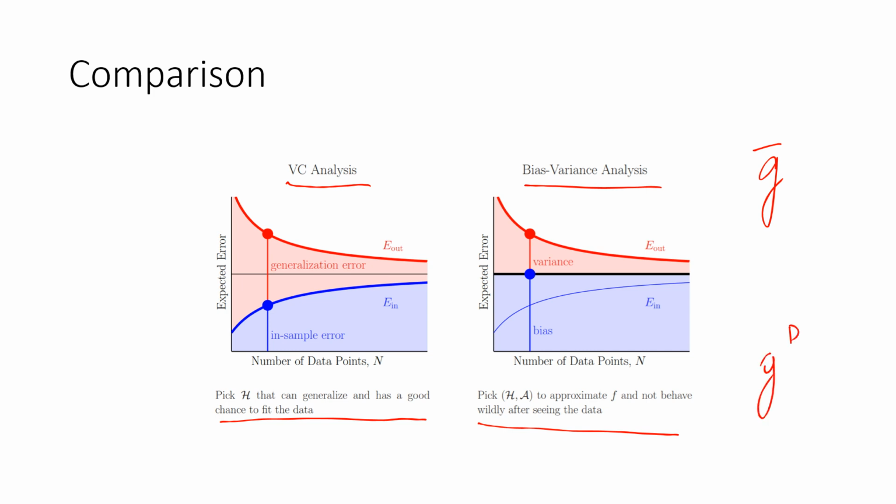Since G of D is the building block of the bias variance analysis, this may result in a different bias and variance, right? And although the bias variance analysis is based on squared error measure, the learning algorithm itself does not have to be based on minimizing the square error. It can use any criteria to produce G of D, based on my data set, right? However, once the algorithm has produced my G of D, we measure its bias and variance using squared error. So those are the two important points that I wanted to make.